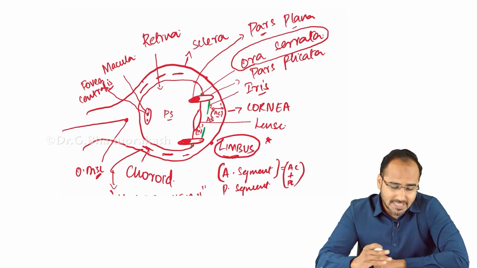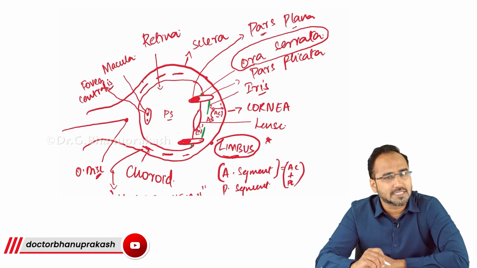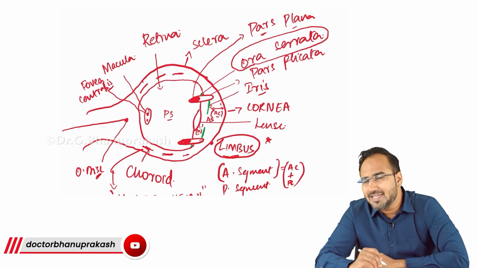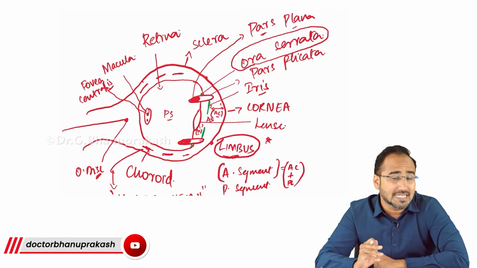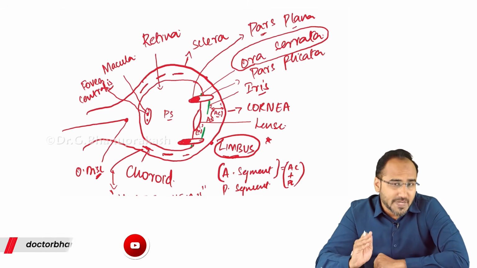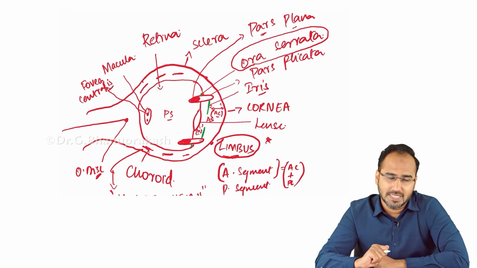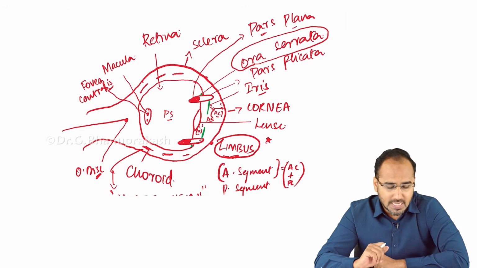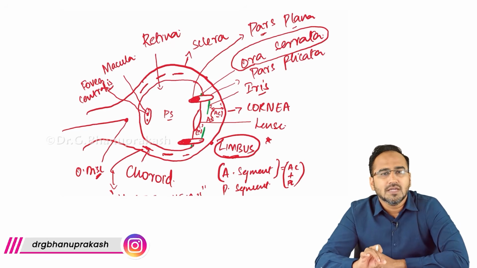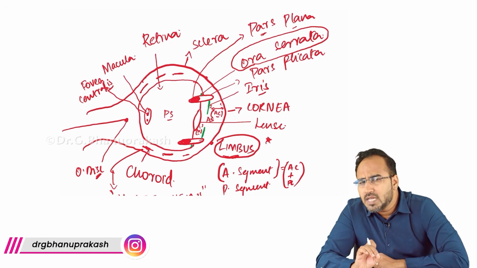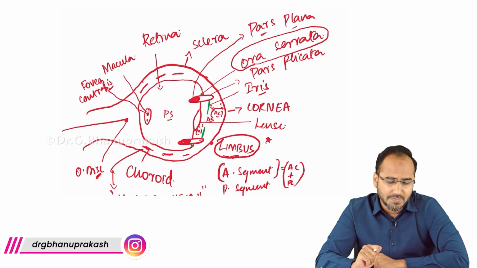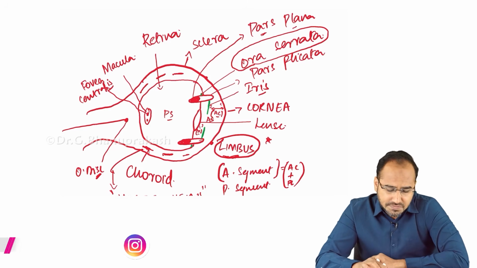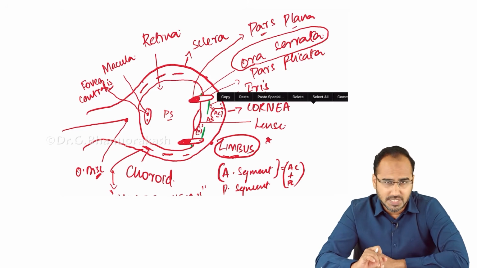Okay? So, just in front of the lens, you see an iris. If anyone asks you what is anterior chamber, you have to tell the space between cornea and iris is anterior chamber, whereas the posterior chamber is the space between iris and lens. Okay? So anyways guys, this was a brief overview and introduction of the structure of the eyeball.